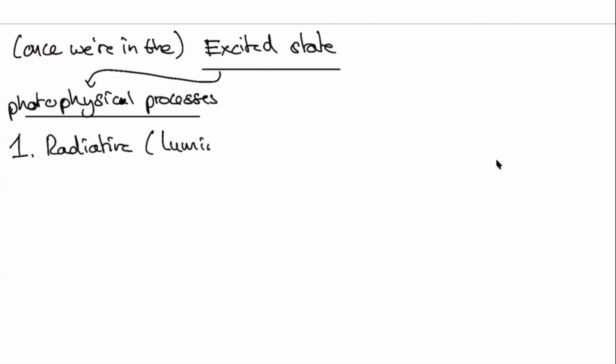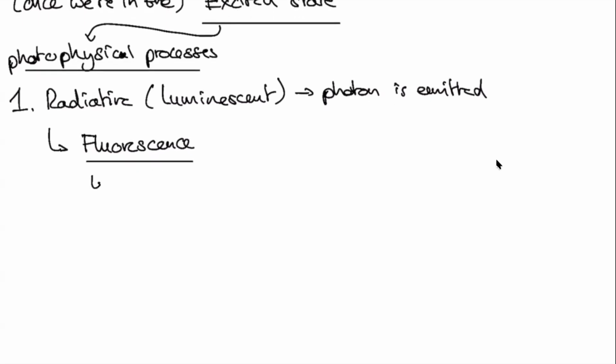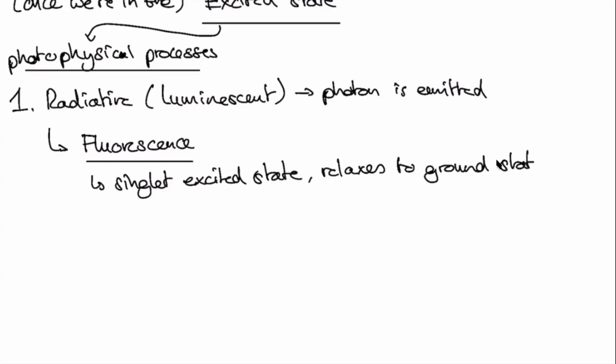Those are luminescent processes, which means a photon is emitted. And of course, the most famous one of those is fluorescence. So what is fluorescence? You are in a singlet excited state, and you relax to the ground state. This is without flipping the spin of the electron, and that's called spin allowed.